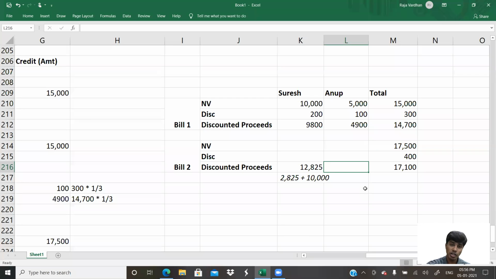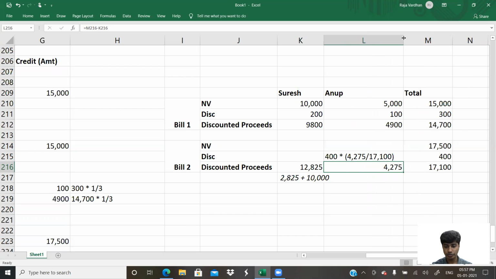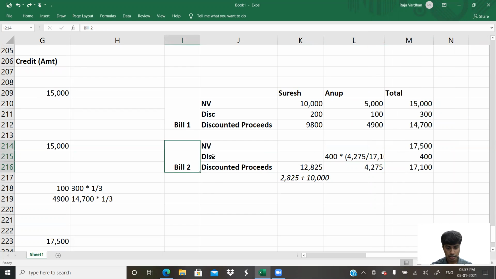Now what is paid to Suresh totally? 12,825 rupees out of 17,100 belongs to whom? Suresh. So what is the money that belongs to Anup in that case? 17,100 minus 12,825, which is 4,275. Yeah, so this is the ratio in which you need to share the discount expense. Here, this guy took 1/3, this guy took 2/3, so everything is in a 1/3, 2/3 ratio. Here you need to share it in this ratio. Now, I am going to do it this way: 400 multiplied by 4,275 divided by 17,100. You're basically going to do the ratio and proportion type calculation. I can insert another row here.